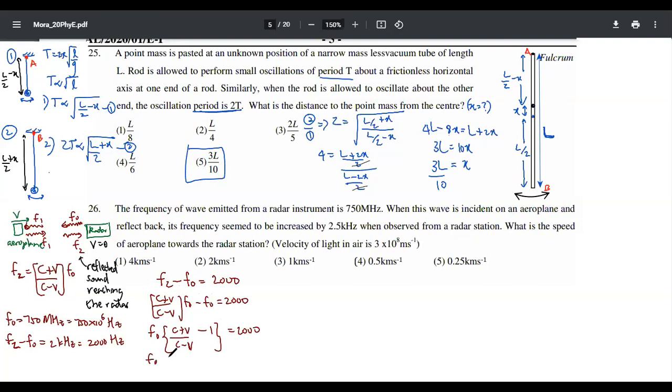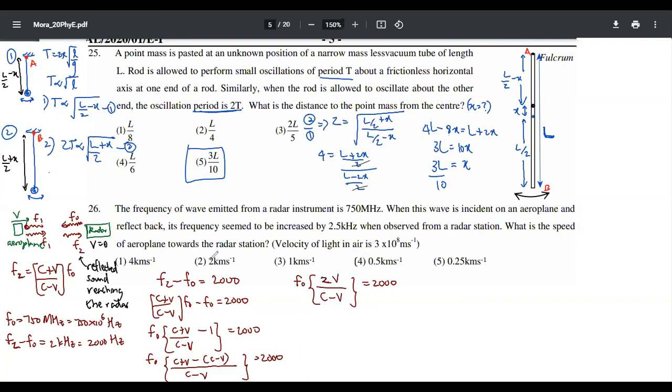Then I will take C minus V as the common denominator, which will give me C plus V minus (C minus V) equal to 2000. Within the bracket, what will I get on top? C minus C will cancel out each other. V minus minus V, so it's V plus V. We get 2V over (C minus V) equal to 2000. Remember, you are supposed to find out V. Don't forget what you are supposed to find.